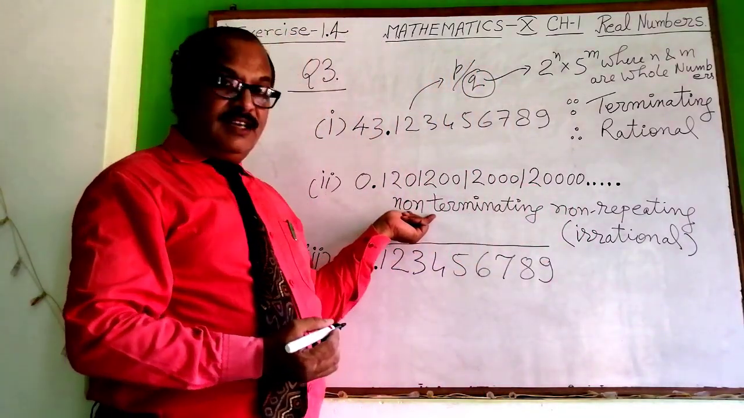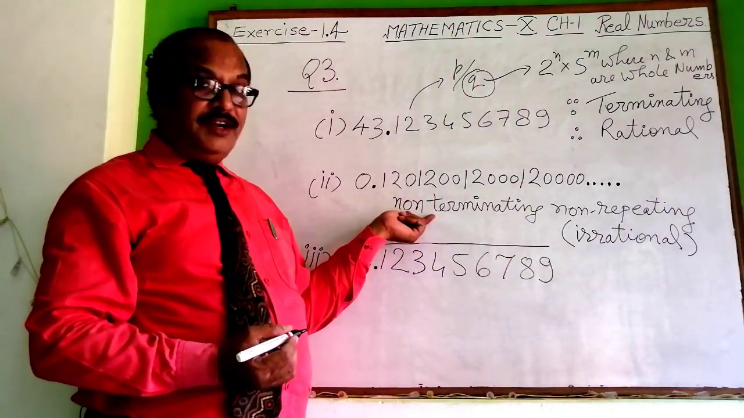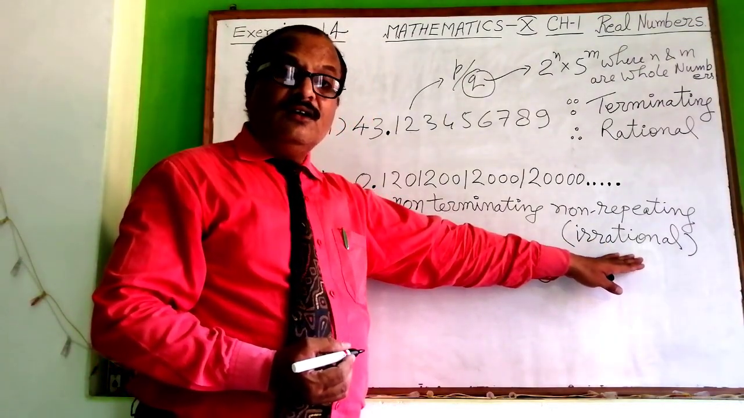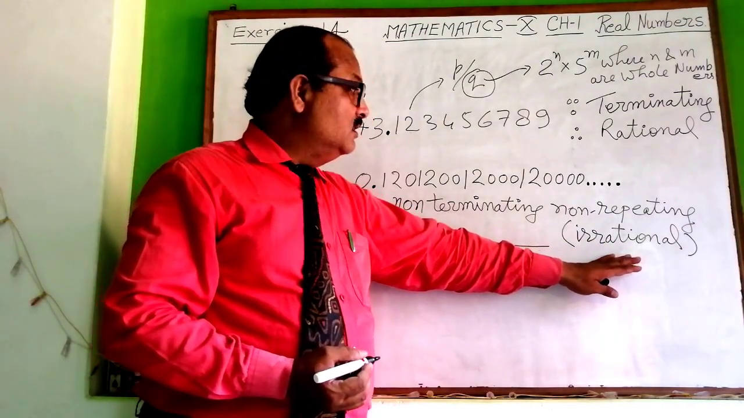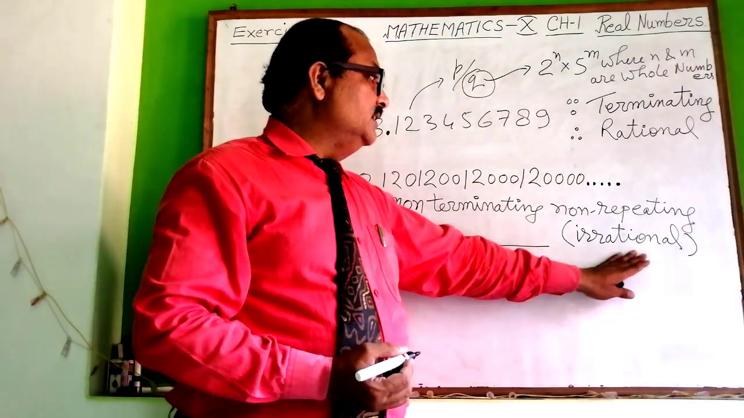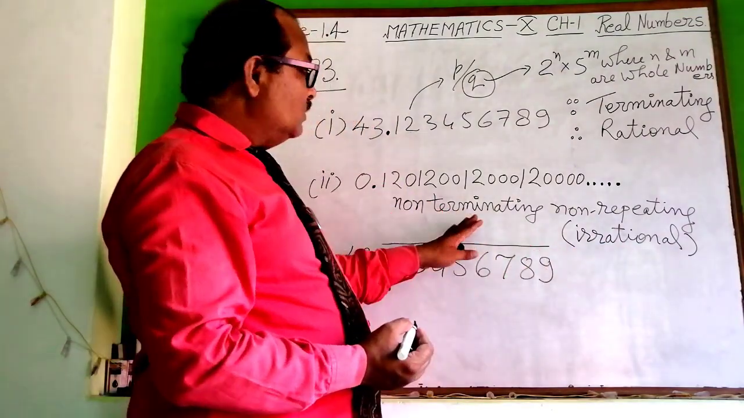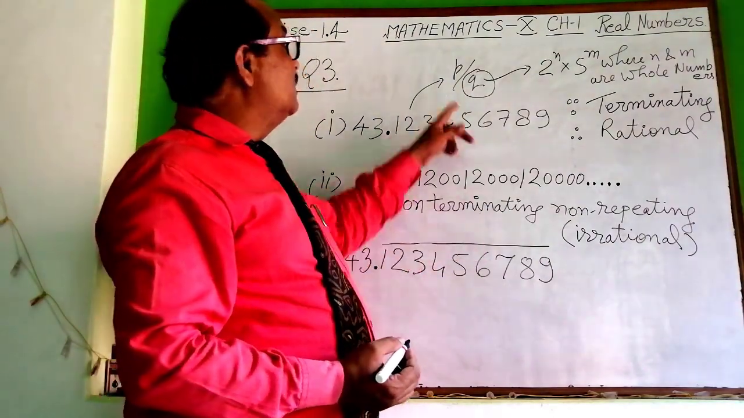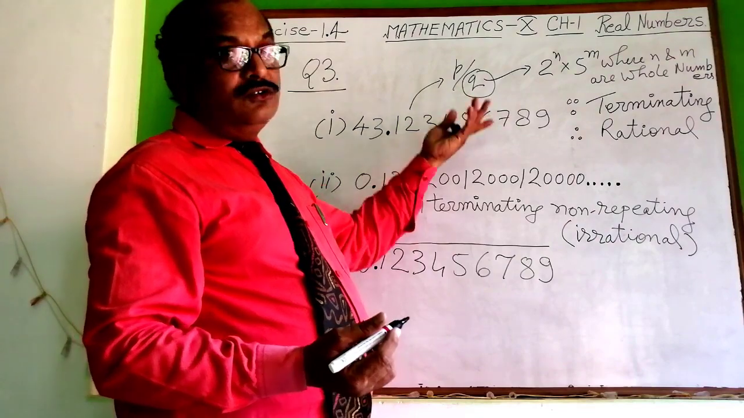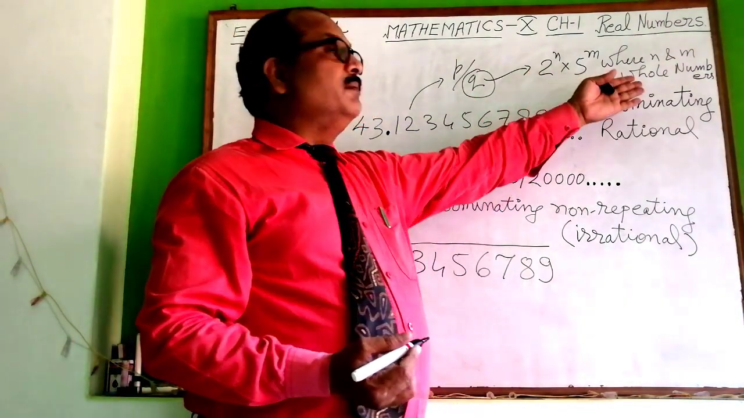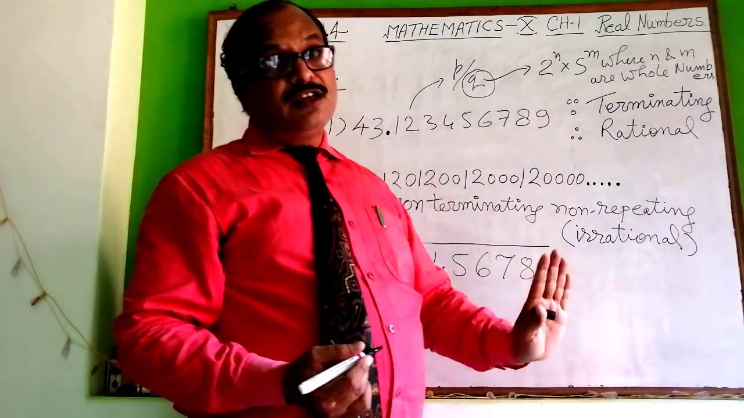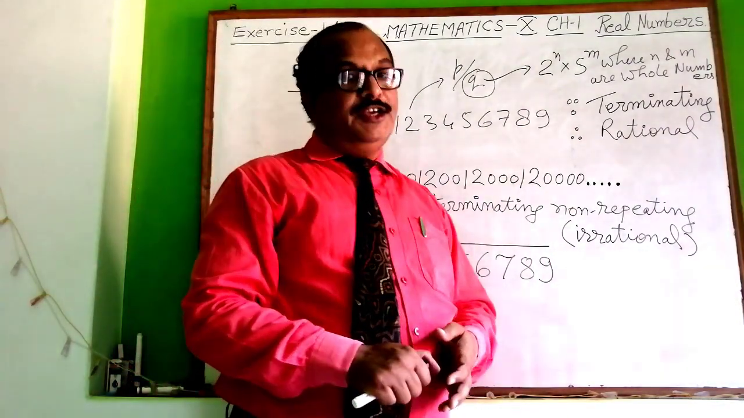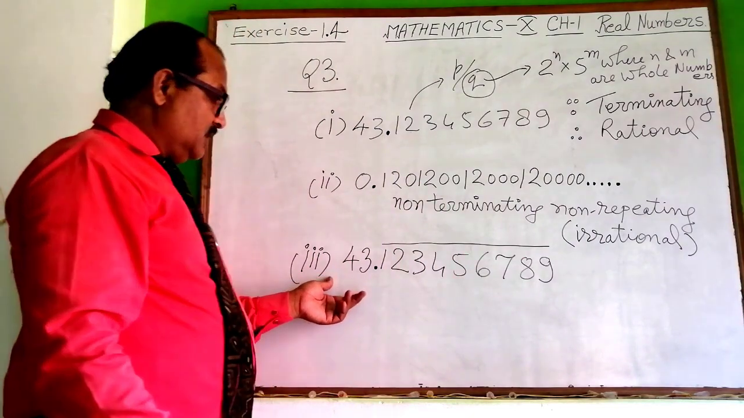Why? The reason is given: non-terminating, non-repeating. So your answer you can write either as not a rational number, or as an irrational number. There is no need to write about expressing it in the form p upon q. If the number is terminating, then you write in which form the denominator will be. Now the next thing.